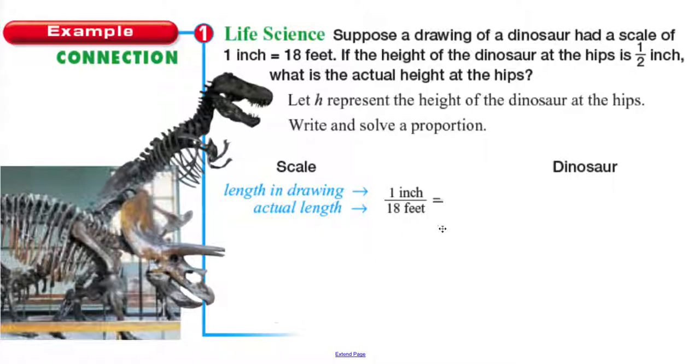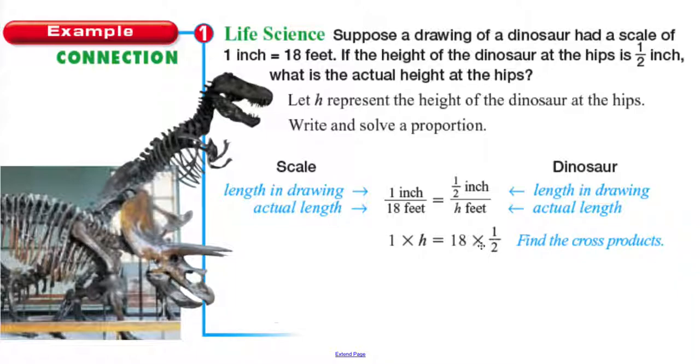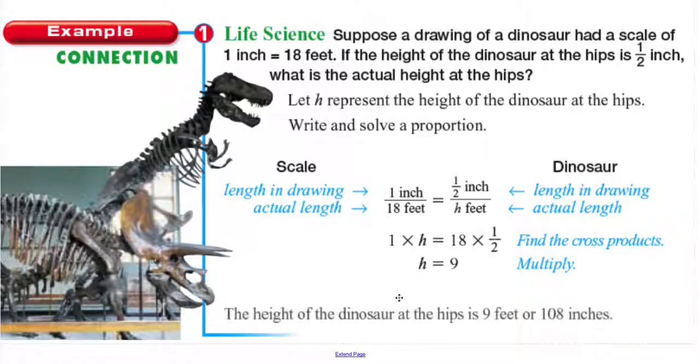That's our scale. In the dinosaur, we know that the length of the drawing is 1/2 inch, but we don't know the actual length, which is H feet. So we'll create our cross products: 1 times H equals 18 times 1/2. 1 times H is simply H, so we're left with H equals 9. The height of the dinosaur at the hips is 9 feet, or 108 inches.